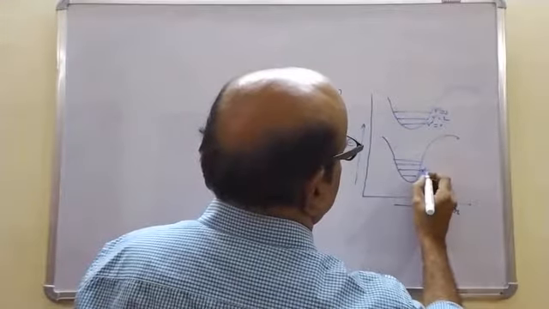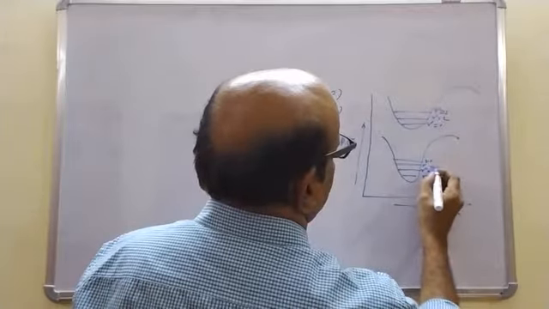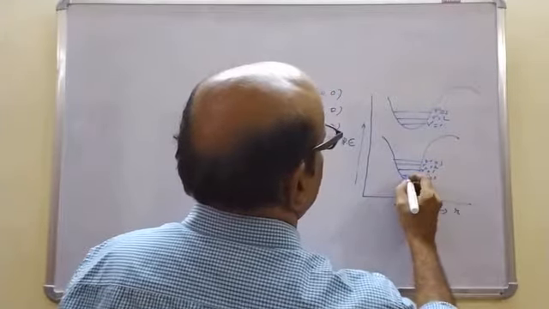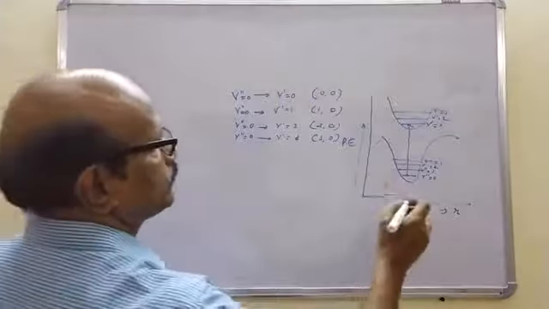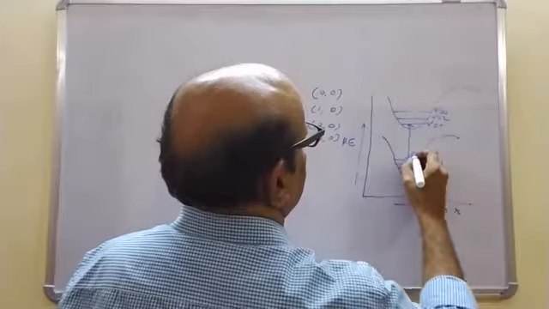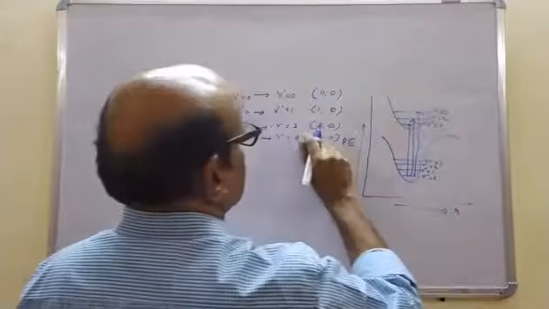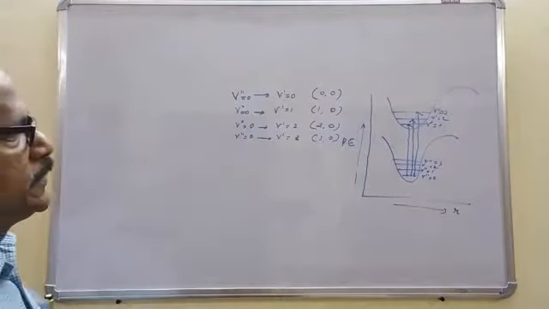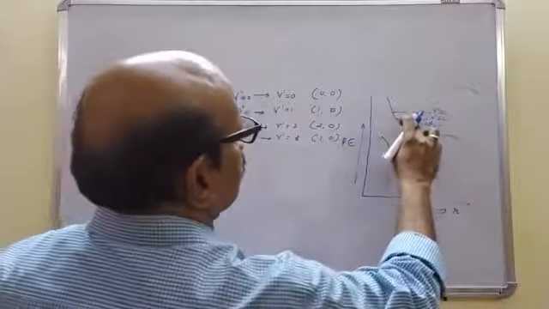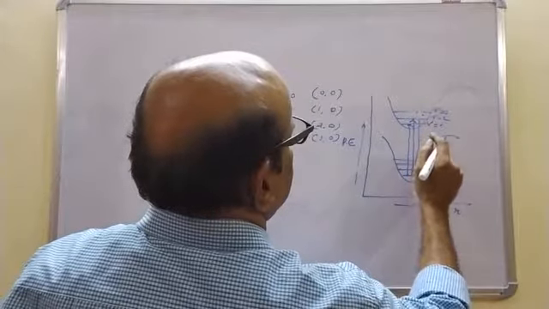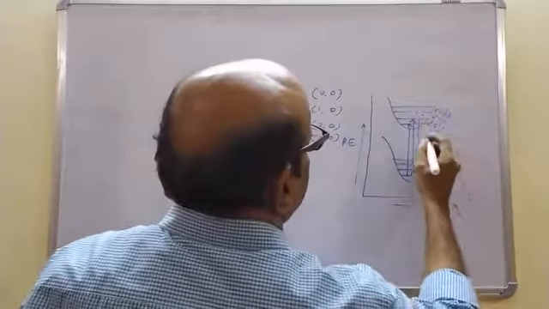Out of these, this is the most probable transition, like this. This is 0,0, or it may be like this, or like this. All these transitions are represented like this: 0,0, 1,0, 2,0, 3,0.